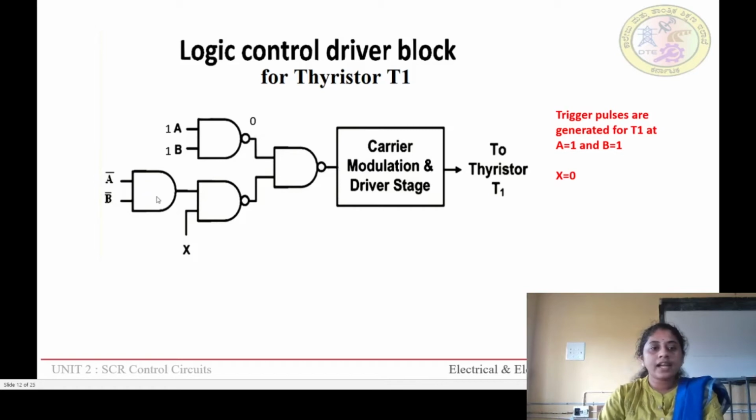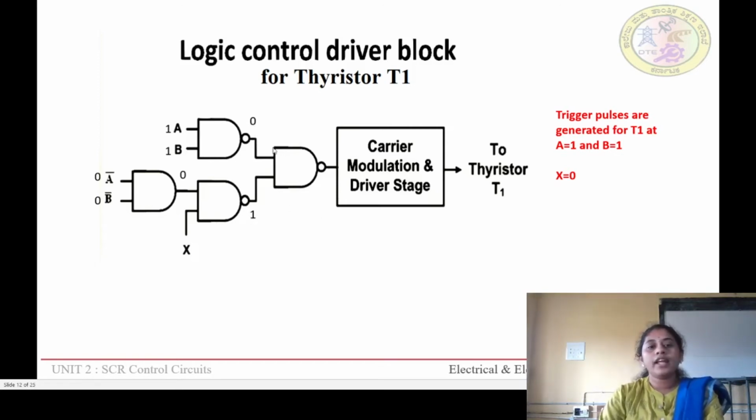Now let us see this AND gate. Here, since A is equal to 1, A bar is 0. And since B is equal to 1, B bar is 0. So in the AND gate, when both the inputs are 0, the output is also 0. Here we have assumed that X is equal to 0. If both the inputs are 0 for a NAND gate, then the output is 1, because as already told, NAND is an inversion of AND. In AND, when both the inputs are 0, the output is 0. But in NAND, it is 1.